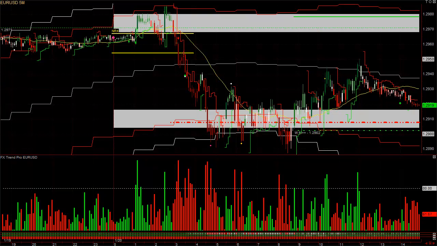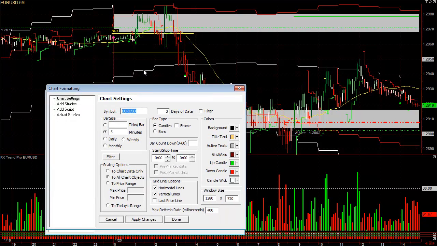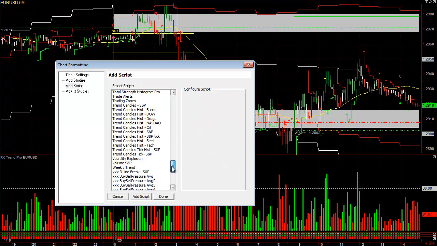In this Forex class, I'm going to discuss how to use our trading zones to improve your trading. The trading zones can be added to your chart by right-clicking on the chart, Chart Settings, and then going to Add Script. Scroll down near the bottom to Trading Zones. And for most people, you want to add it just as the default add script.